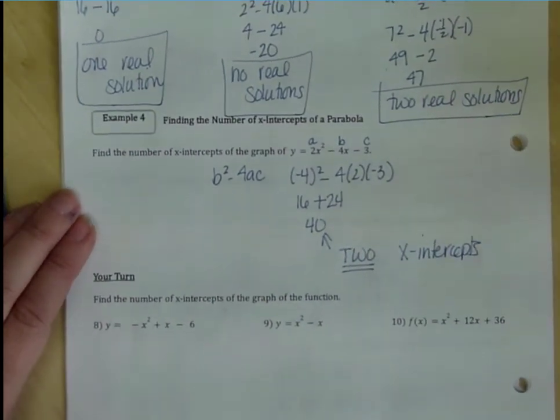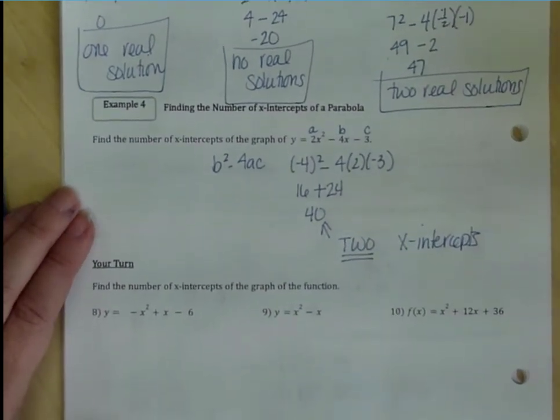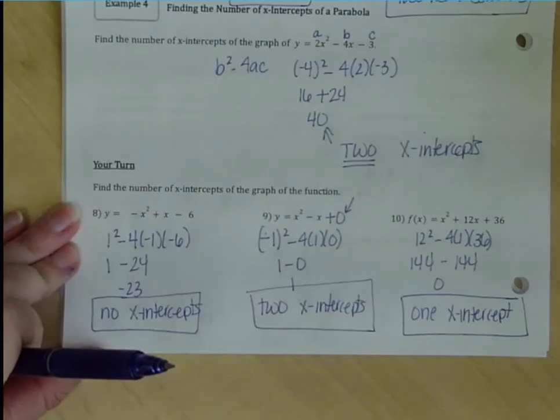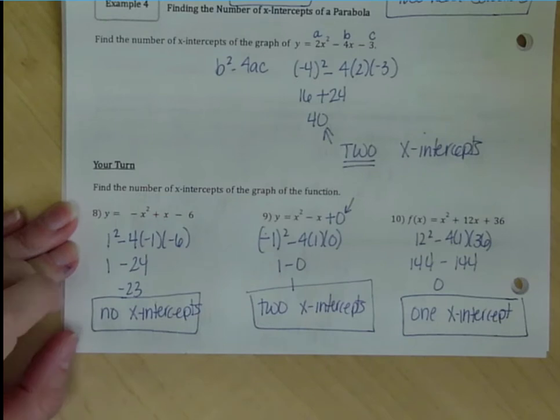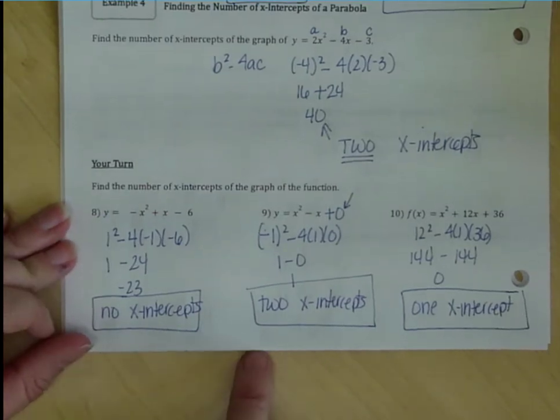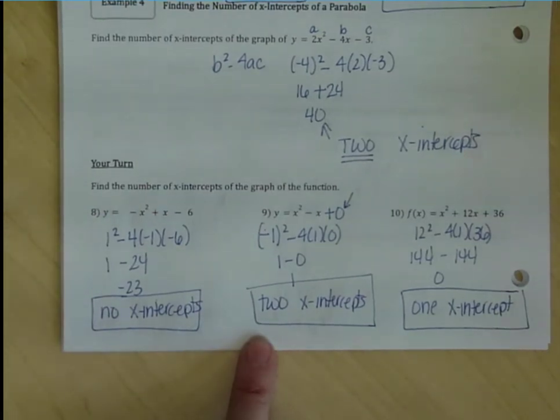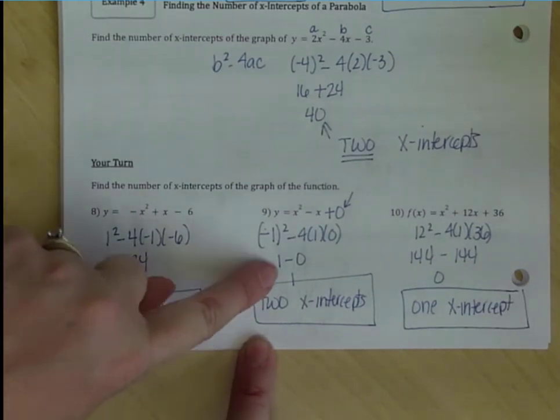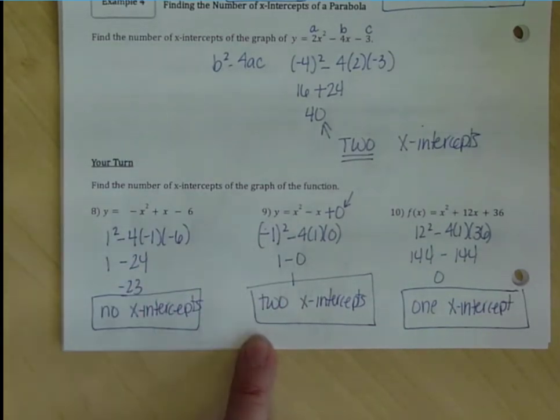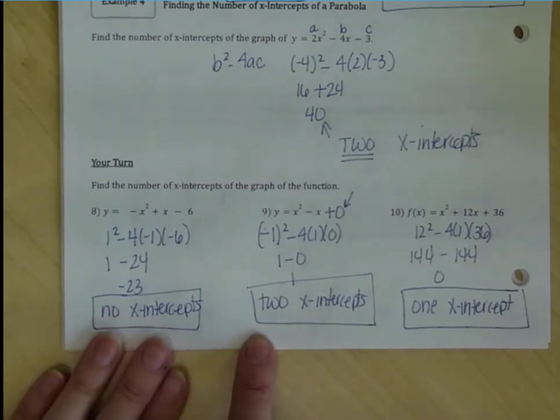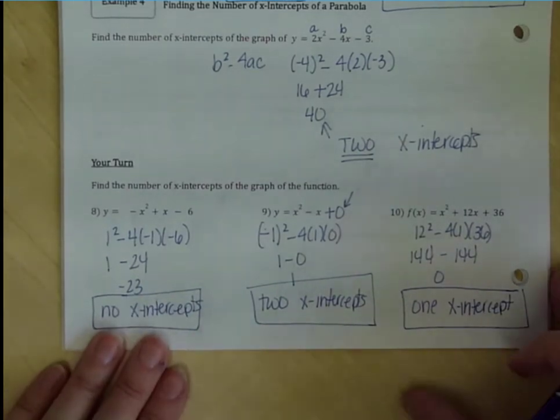All right, it's your turn. Go ahead and hit pause and tell me the number of x-intercepts of the graph of the function. Taking a look at number 8, the discriminant is negative 23, so there are no x-intercepts. For number 9, the discriminant is 1, so there are 2 x-intercepts. And for number 10, the discriminant is 0, so there is 1 x-intercept.